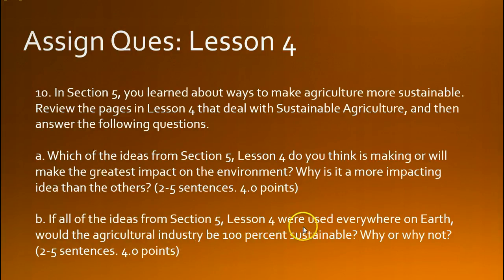If all the ideas from section 5, lesson 4 were used everywhere on the earth, would the agricultural industry be 100% sustainable? Why or why not? What do you think? If we were to take on the European Union stance where they said, okay, no more growth hormones, no more artificial products going into our meat. If we did that to our livestock, to our crops, to our fish, do you think that's a realistic thing? Could that be sustainable? Again, no really right or wrong answer, just your thoughts on that, and of course, an explanation on why you think the way you do.